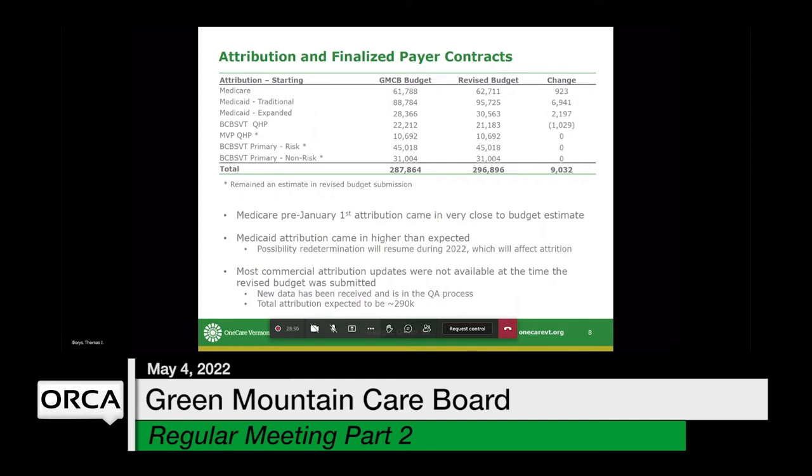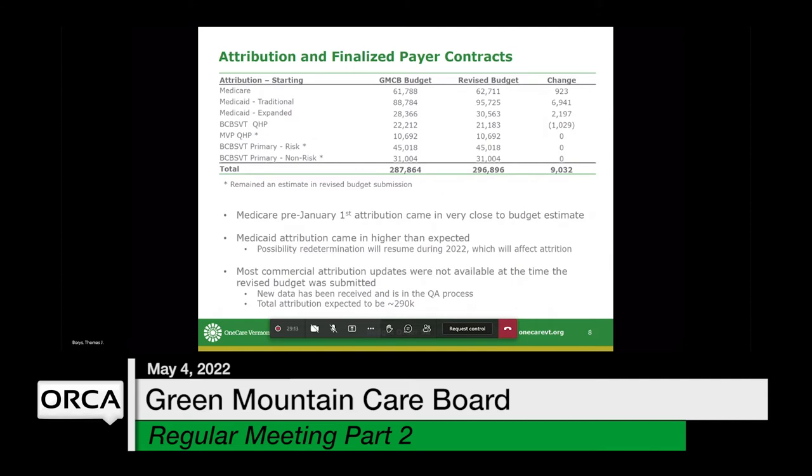For Medicaid, we saw strong attribution in both the traditional and expanded cohorts, up about 7,000 for the traditional and 2,000 for the expanded. So that's great for the providers, that hopefully a higher percentage of their panel is attributed if they're Medicaid lives. And we did see a little bit of a decrease in Blue Cross QHP, but no material effects on programs overall.